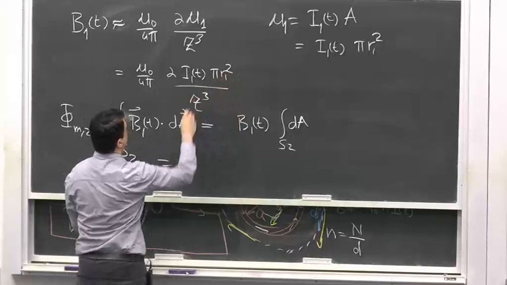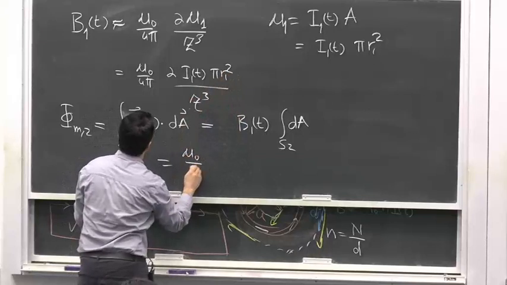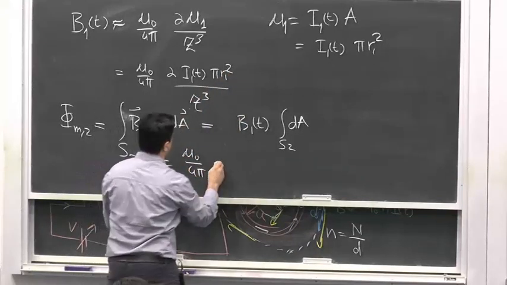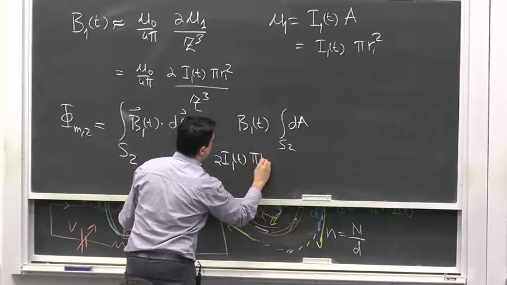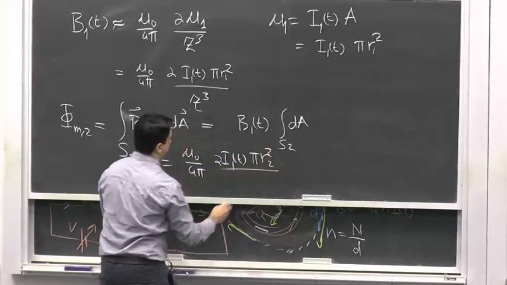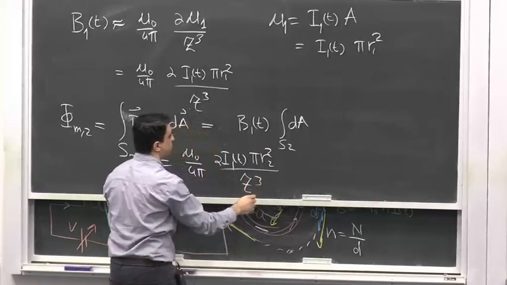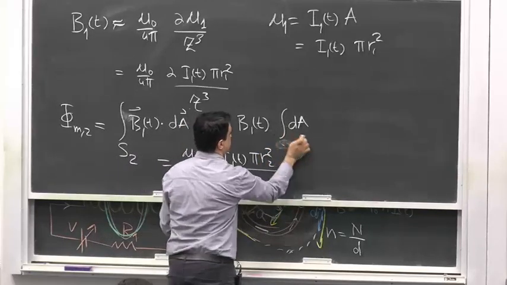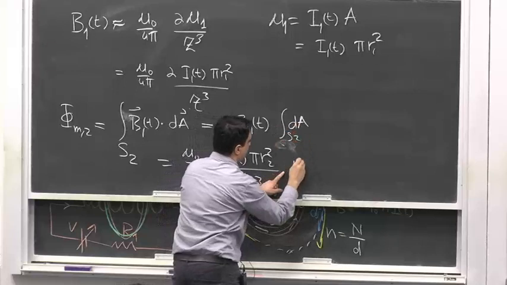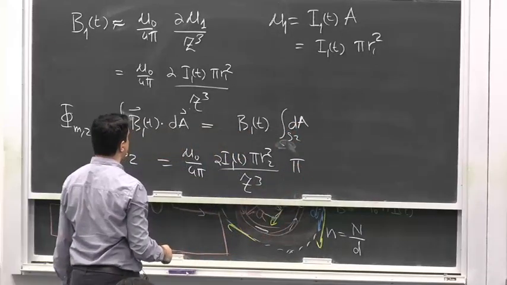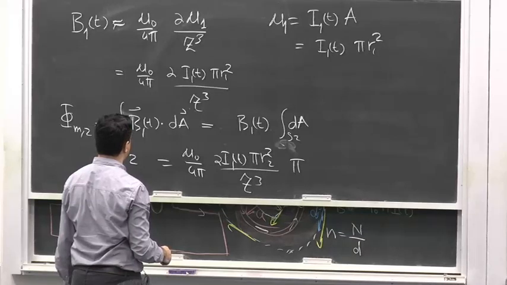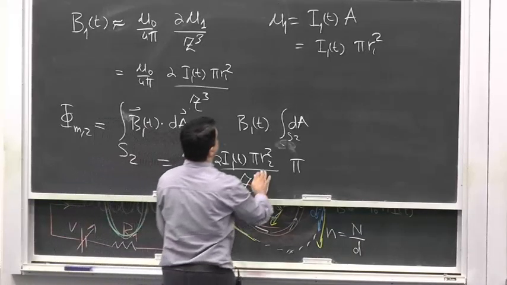What is B1 of t? We already know it. That is mu0 by 4 pi times 2 I1 of t pi r1 squared divided by z cubed, multiplied by the area. So the area is pi r2 squared.